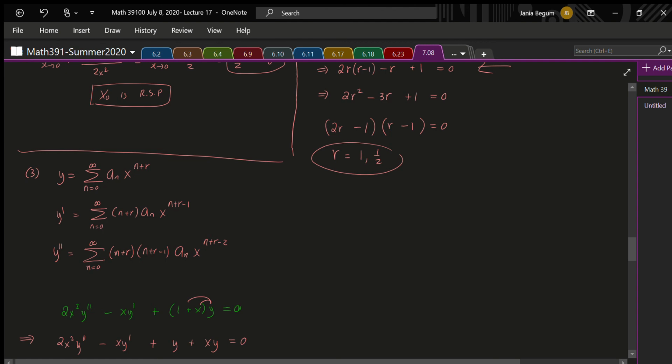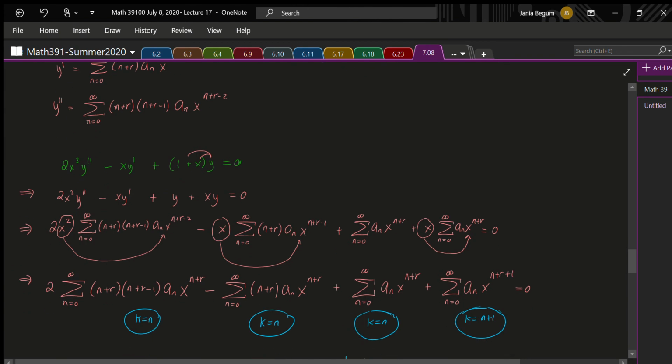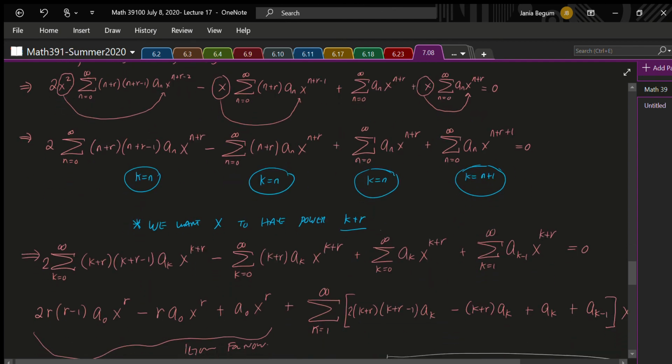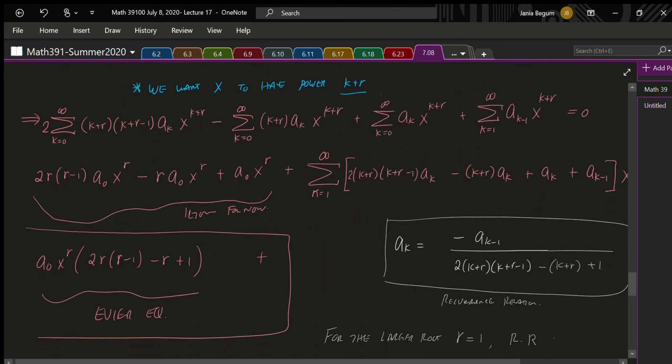We computed its first derivative and second derivative. We plug everything in, and then we start moving the x variable into the summation. We modified the indexing, and then we came up with the substitution where you want all the summations to have the power k plus r. So that's what we did next. After we did that, I showed you why it's okay to ignore the indexing, because the indexing will just give you the indicial equation.